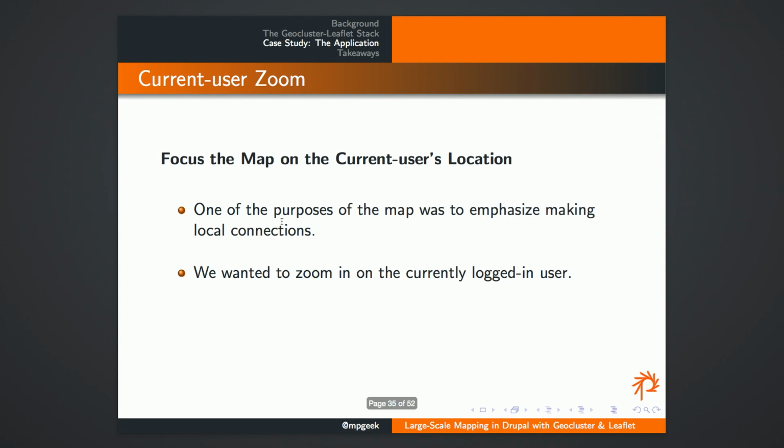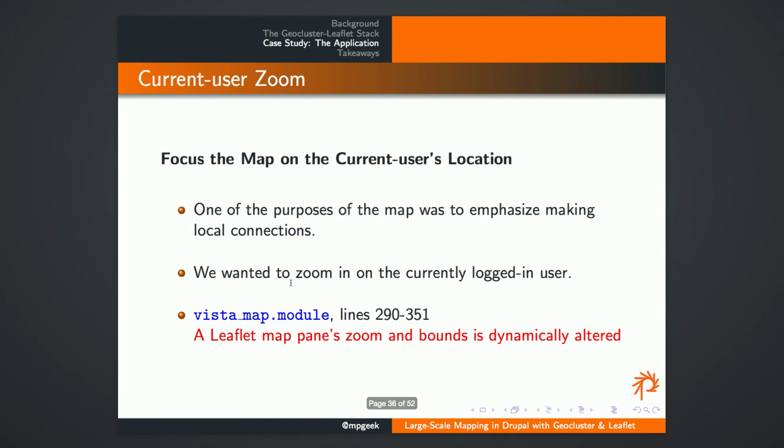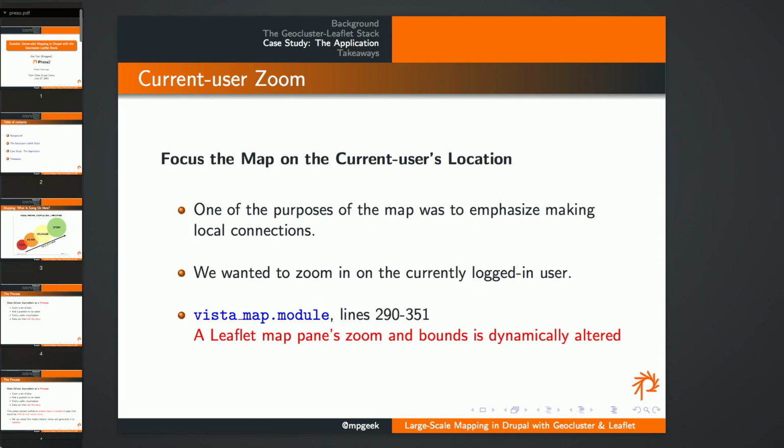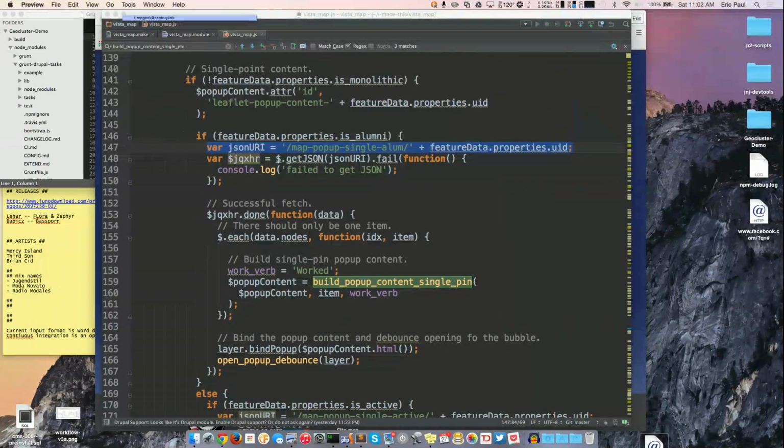So another interesting one that I can't demo because I can't log in anymore is focusing the map on the current user's location. Because the idea is that this Volunteers in Service to America, one of the things they wanted to do is encourage people involved to make local connections. So when they hit the map, it zooms them in on their currently mapped location, and obviously it shows them people near them. The way we did that was, that's back in the module file. Let's take a look.